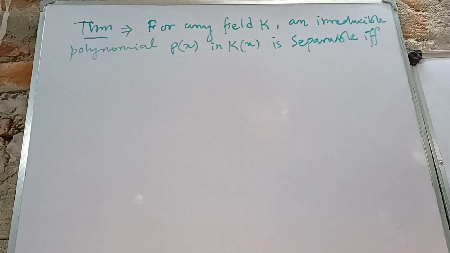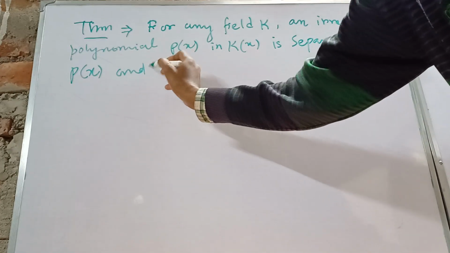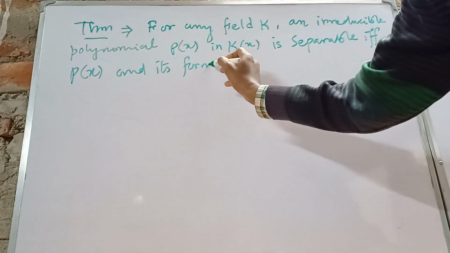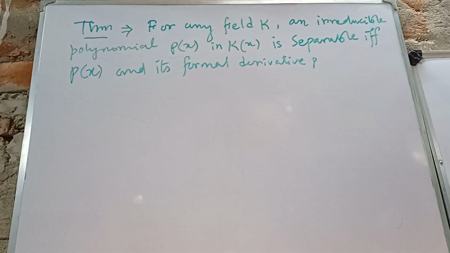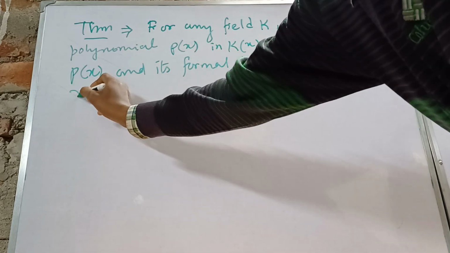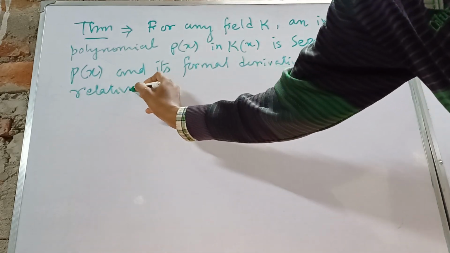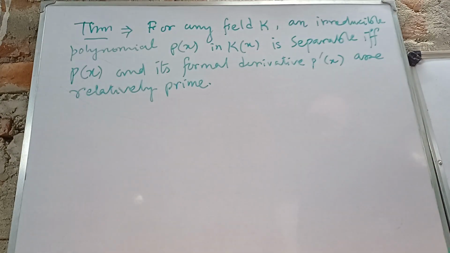if and only if p(x) and its formal derivative p'(x) are relatively prime, for any field k. An irreducible polynomial p(x) is separable if and only if p(x) and its formal derivative are relatively prime. We now prove this theorem.